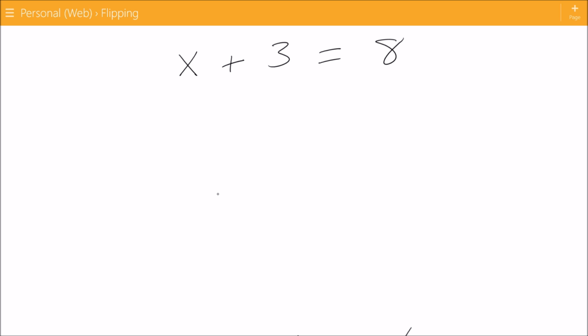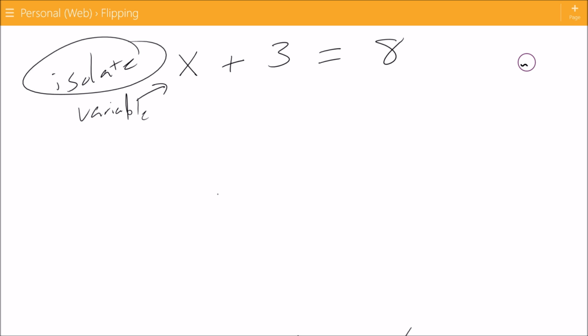For our first example here, we've got x plus 3 equals 8. Now, in order to solve for x, which in this case is our variable, what we want to do is isolate that. We want to get it by itself. In order to do that, in this case, all we need to do is get rid of this 3 that is right there. Then we will have x by itself.